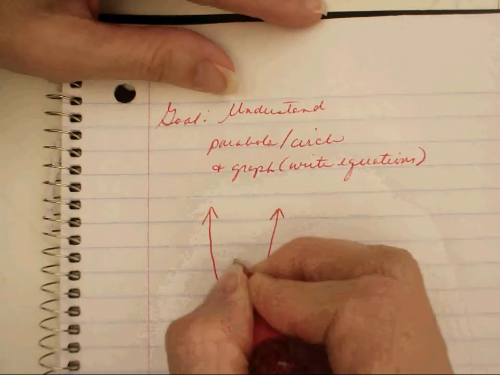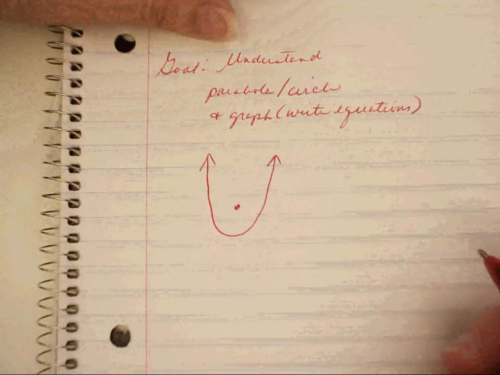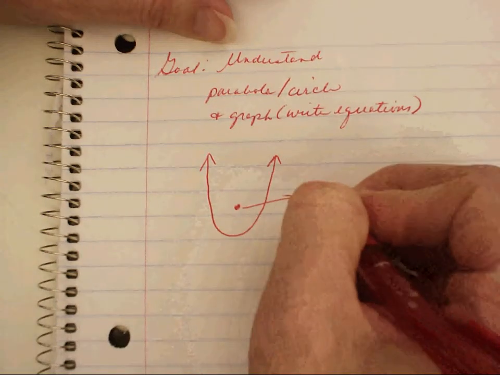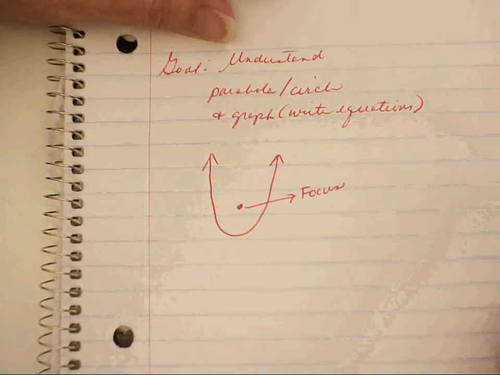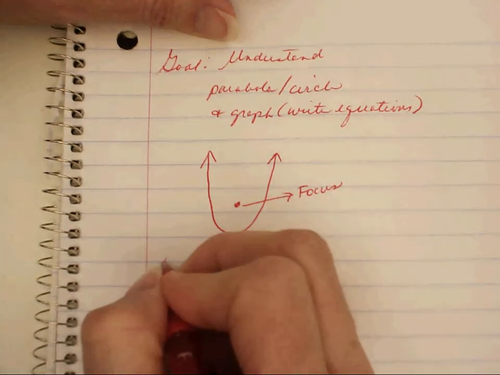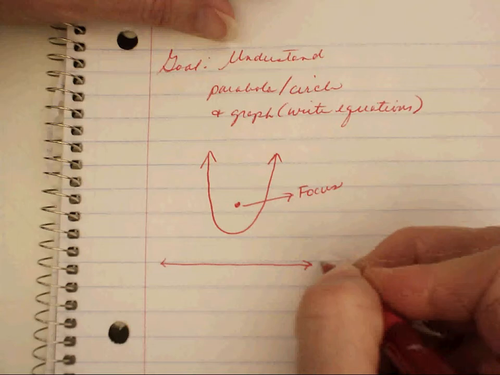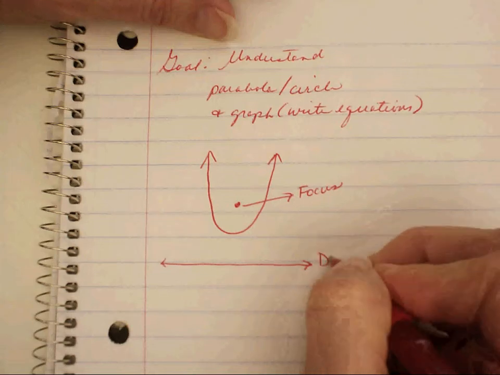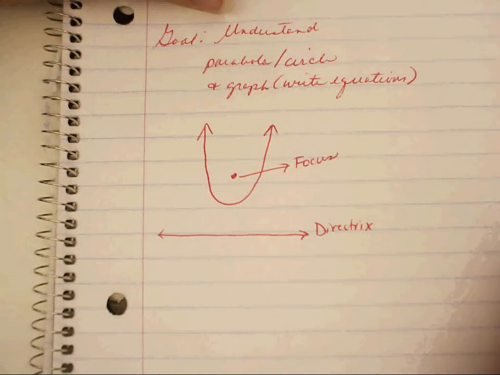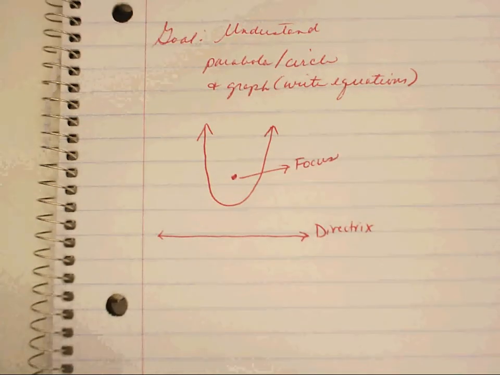By just what you've written down so far, can anybody tell me what that point is called? Focus. Why? Because it's the point inside that's equidistant from a point on the parabola. What would this guy be called, Tate? Directrix. Good. And it is equidistant.